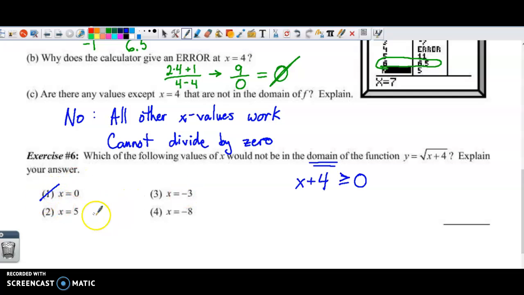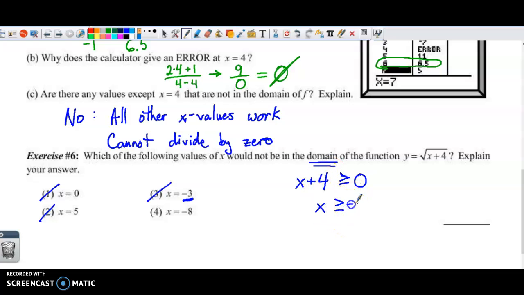So that's not correct. Plug in 5. 5 plus 4 is 9. Yeah, the square root of 9 is 3. I can plug it into a calculator. Now be careful, because some people think about -3. Oh, that's a negative, so that must not work. But once you add 4 to it, you're back to a positive. We know the square root of 1. So that's not correct. We're looking for the values that are not in the domain.